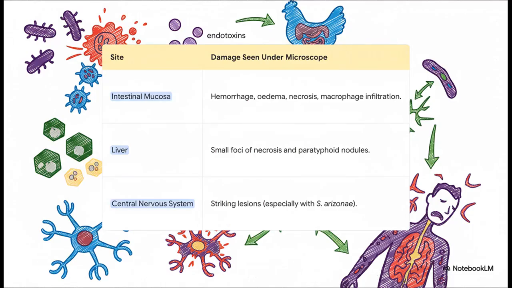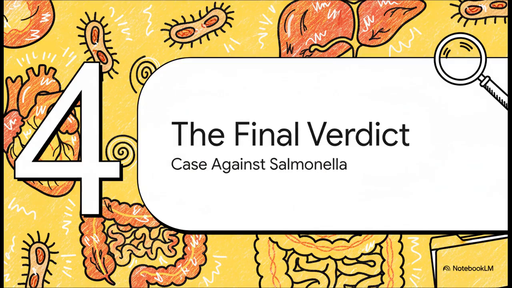And this damage isn't just in the liver. The fingerprints are all over the body. Under the microscope in the intestines, we find massive inflammation, bleeding, and cell death. And with certain strains of Salmonella, you can even find lesions in the central nervous system. This invasion is truly deeply systemic. So with all the evidence gathered, from the major organs right down to the individual cells, it is time for the final verdict.